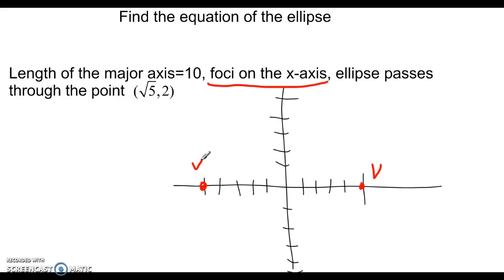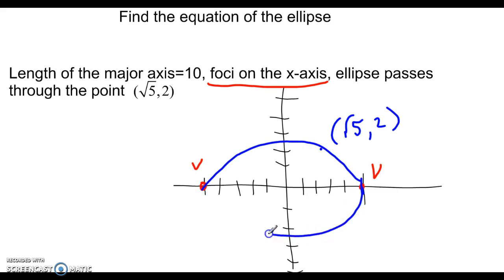The ellipse passes through the point square root of 5 comma 2. I don't know exactly where square root of 5 is. That's like 2 point something. So 2 point something comma 2. Somewhere around here is the point square root of 5 comma 2. So this graph roughly looks like that. I'm not sure exactly where it crosses the x-axis there.